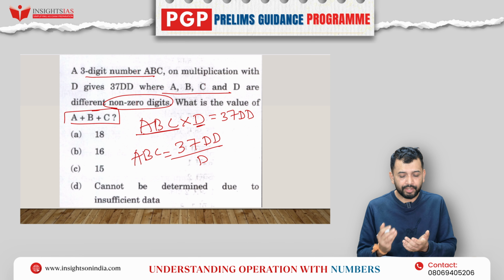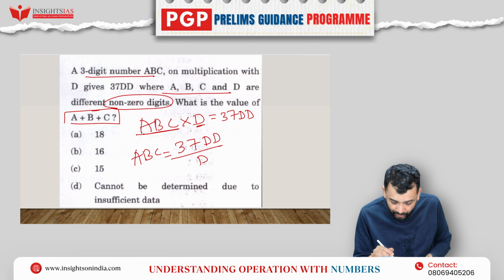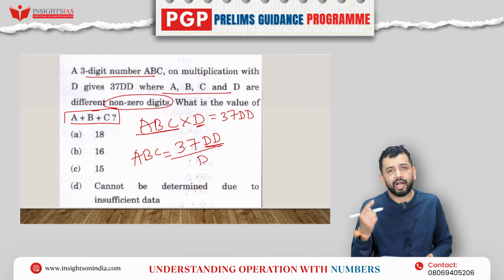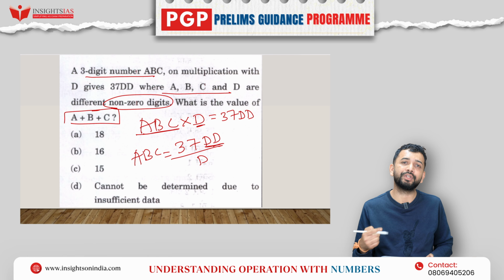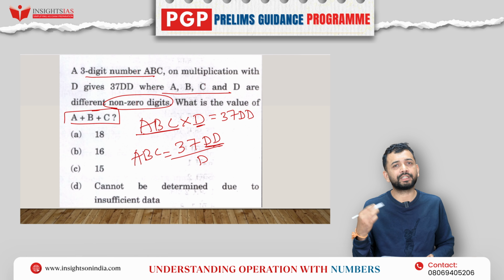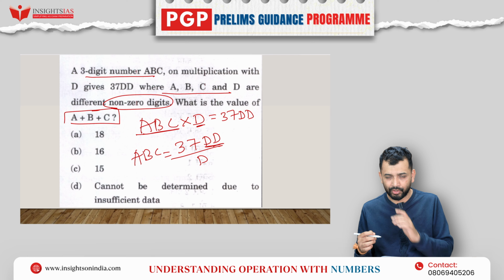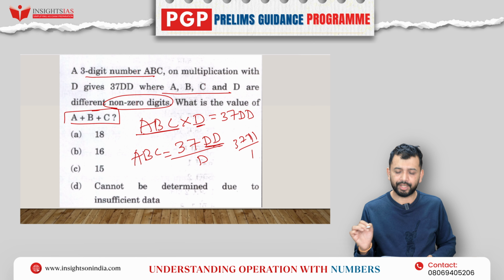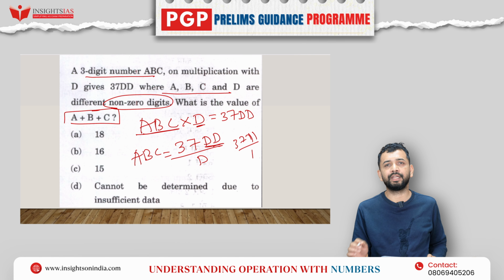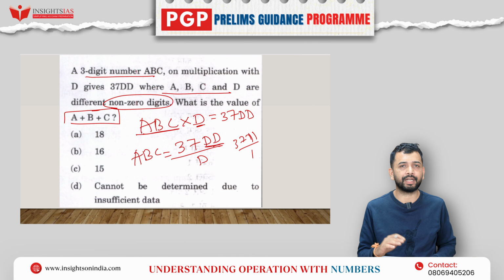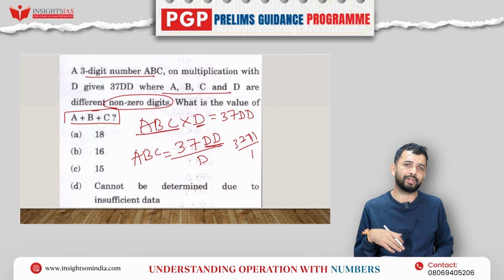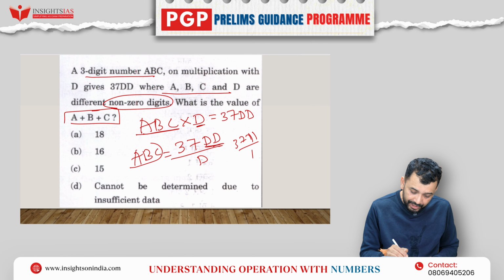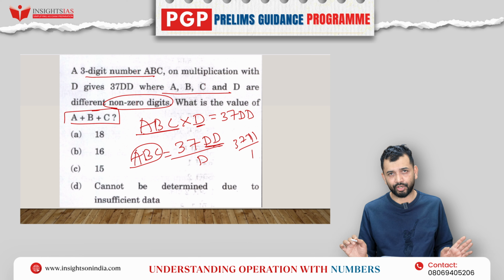Now what is the way to go forward? All you want to do is put different values for only one unknown, that is D, and start putting different values for D which can satisfy the condition. Let's start with D as 1, because all of them are non-zero. If you put D as 1, this will become 3711 divided by 1, which is 3711 only. That means we want a 3-digit number, not a 4-digit number, so it is not a possibility.